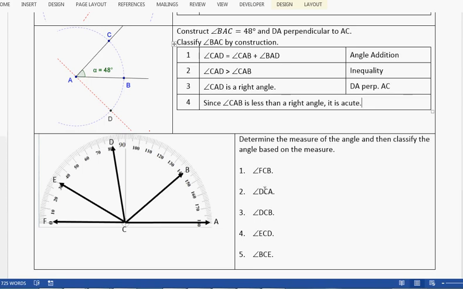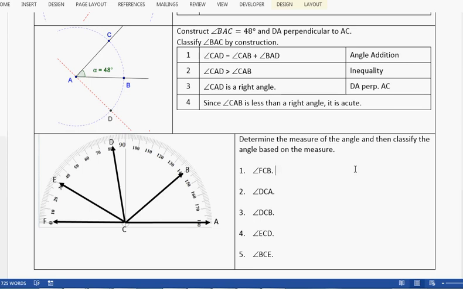Okay. The next one looks at DCA. DCA is pointing to 80 and 140, so you want to subtract 140 minus 80 to get the measure of angle DCB. Except you were supposed to do DCA. Well, whatever. You get the picture. Take a moment and do these.